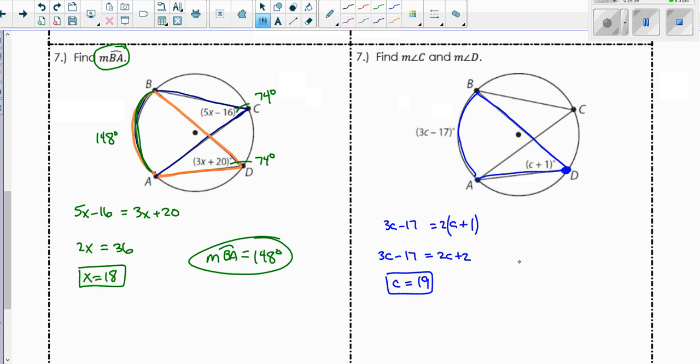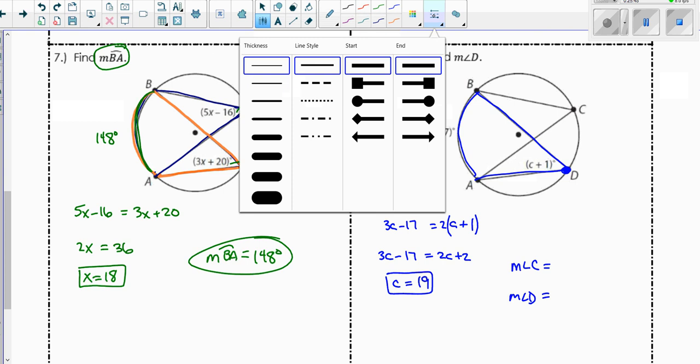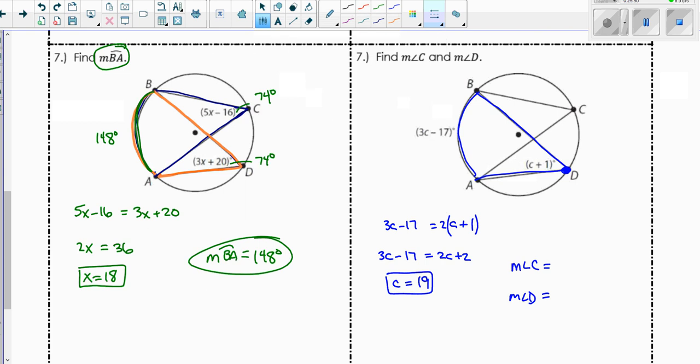Okay, I need to figure out the measure of angle C and the measure of angle D. Let's change this. All right, measure of angle C. So I'm going to go back and substitute in. So 3 times 19 minus 17. This angle is 40 degrees. So if this angle is 40, half of that makes this angle 20. And then half of this also makes this 20.